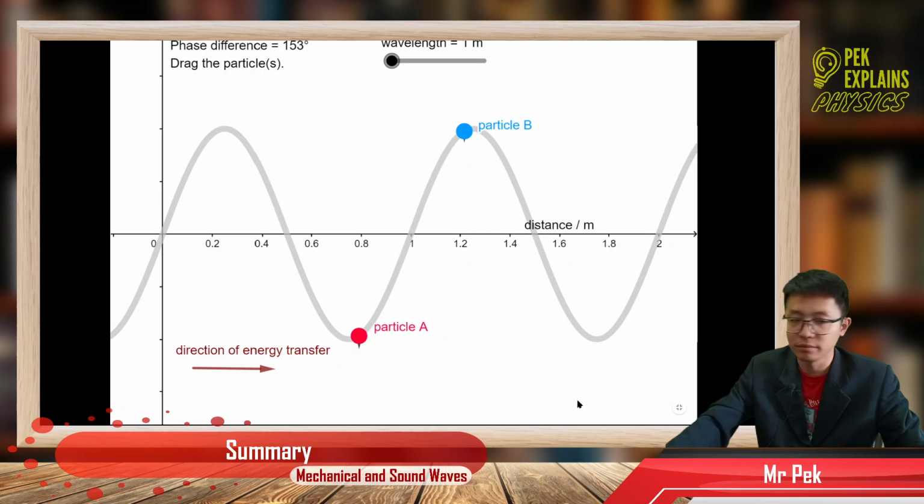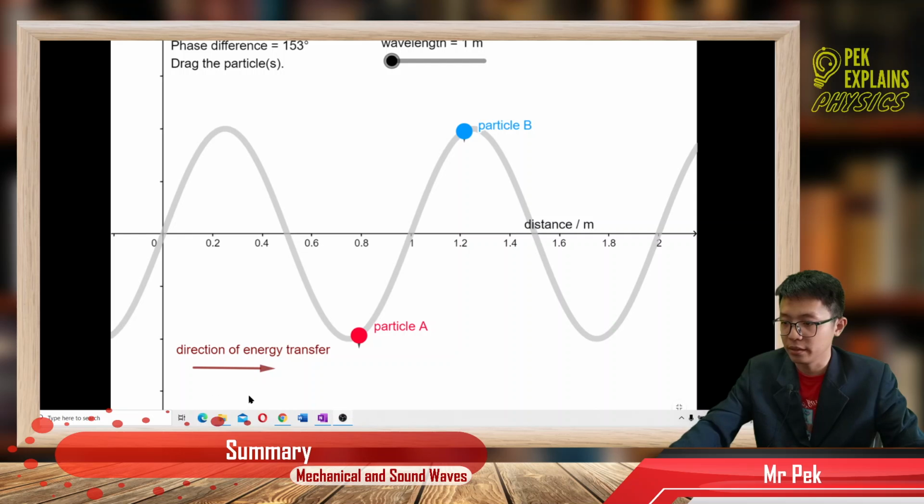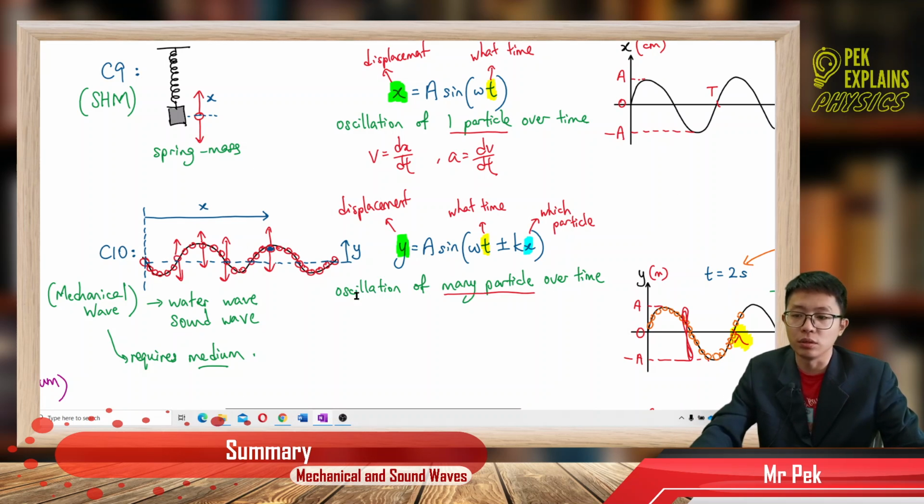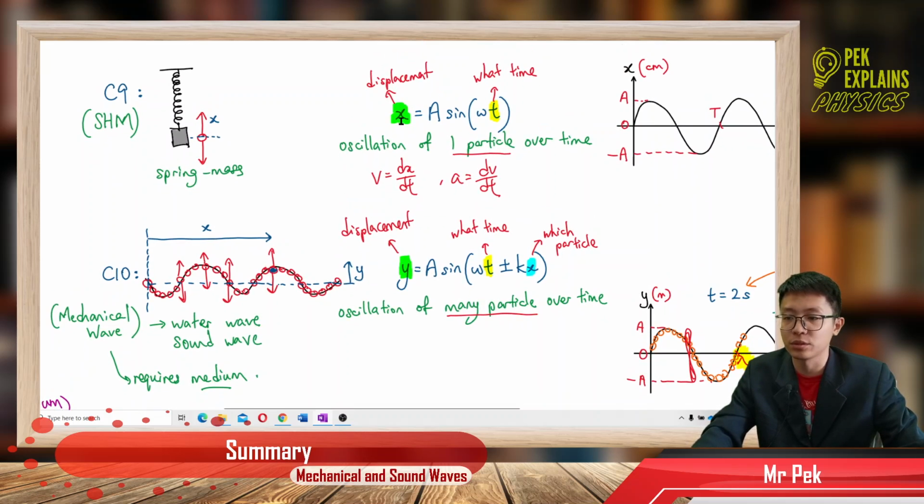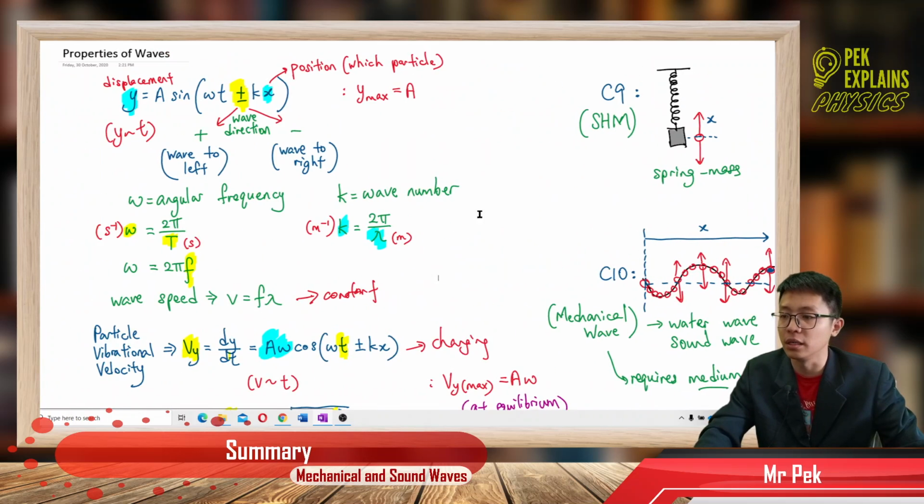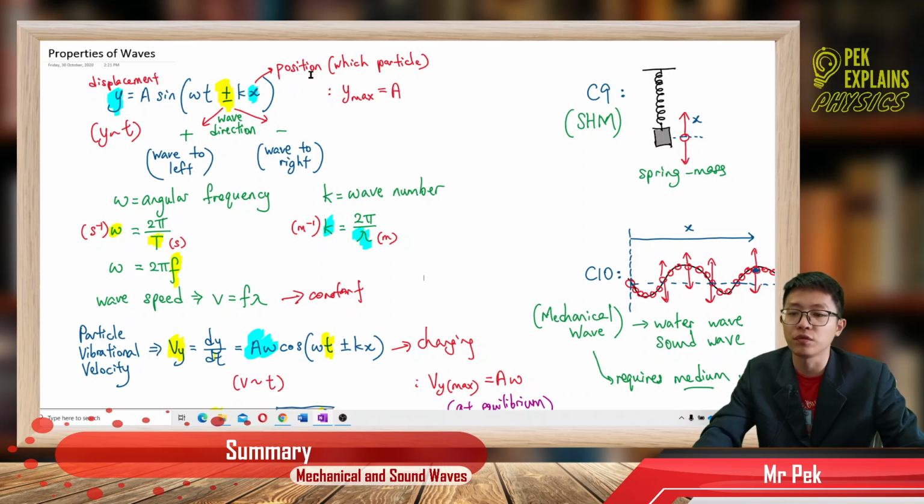Now let's look at this one. We are talking about the oscillation of many particles of the water medium. All particles oscillate up and down over time. So this time we modify the equation. It is still almost the same type of equation, but we modify it. Last time we used x to represent displacement. Now we change the x to y. The y still means displacement, same meaning. Why do we need to change to y? Because now we use x to show which particle. It is actually the position. x is the position from the first particle.